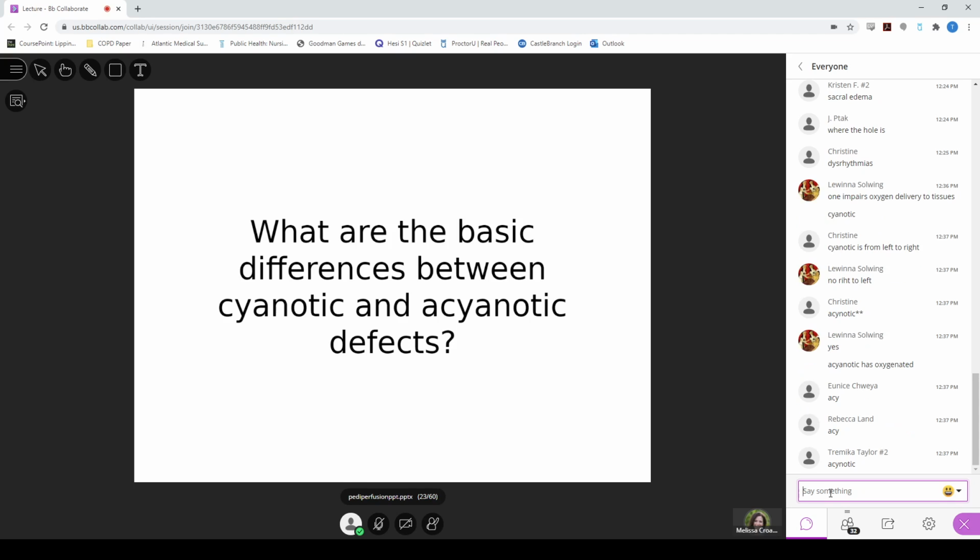Good. So your VSDs, your ASDs, your PDAs are your left to right shunts.